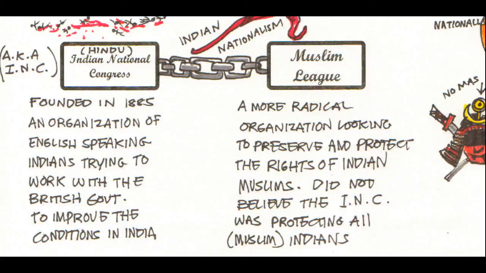The Muslim League eventually develops. They were a more radical organization. They were looking to preserve and protect the rights of Indian Muslims because they didn't think the National Congress was doing enough to help Muslim Indians. They did not believe the INC was protecting all Muslim Indians and doing enough to help protect Indians' rights.